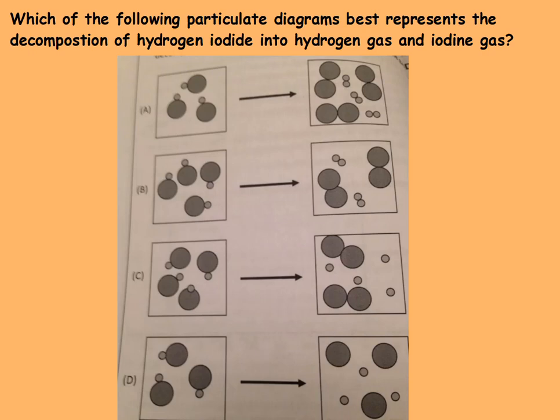So go ahead and pause the video and figure out which of these best represents the reaction given here. So the first step I would do is write my equation. Hydrogen gas and iodine gas are both diatomic, so that eliminates D and C because we have single and single. So it's either A or B. A has 3 big circles, while the products have 6. So A does not follow the law of conservation of mass, so the answer must be B.